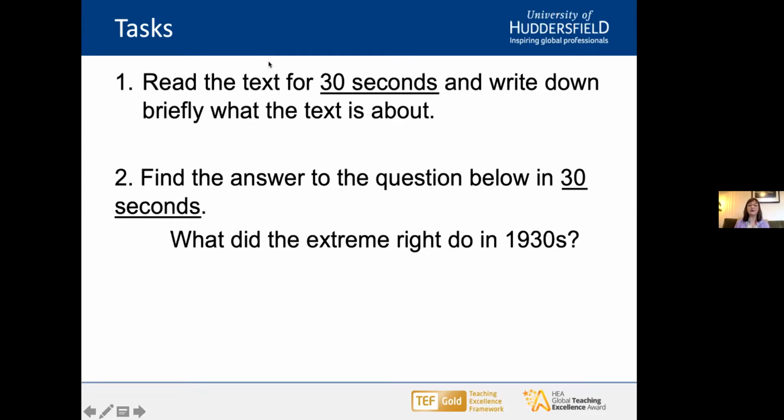You again have 30 seconds to find the answer to this question. What did the extreme right do in the 1930s? Again, your time starts now.